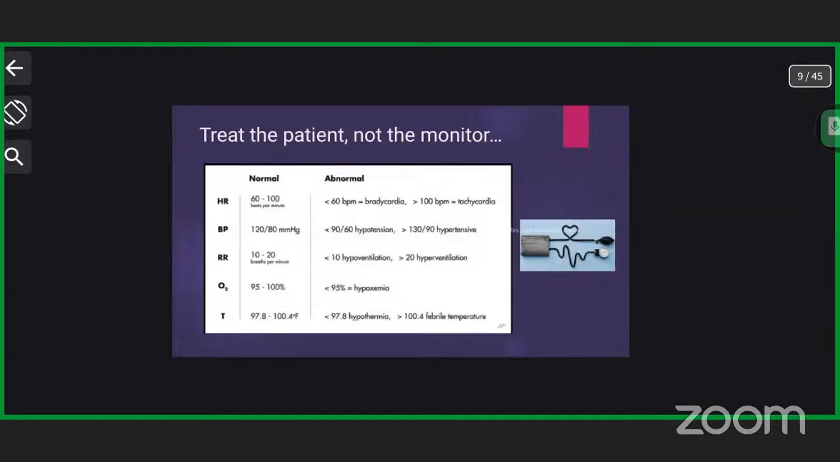Well, we always have to consider this idea: treat the patient, not the monitor. Just as a general view, you might see this kind of information with abbreviations in the column in black, and normal or abnormal values according to that. It's just for making a review, for taking it into account, because it's important to consider that this information is important at this point.